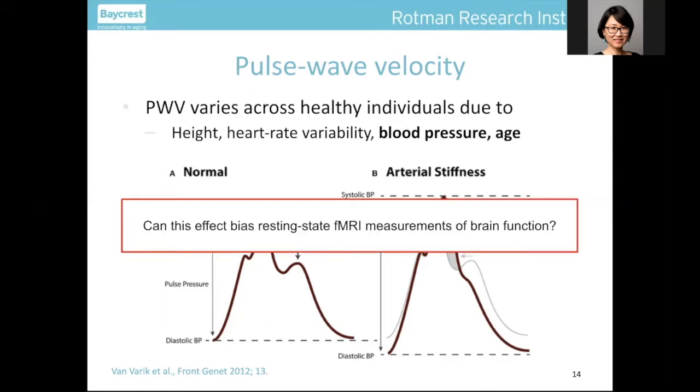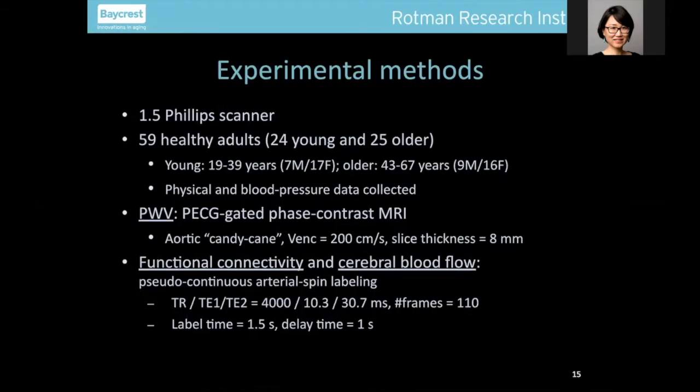So our question is, can this effect, which is largely considered systemic, affect the resting state fMRI measurements? Our data was obtained from the Toronto transgenerational brain and body study. It was data from a 1.5 Tesla scanner involving 59 healthy adults, evenly divided into young and old. Actually, these are bigenerational cohorts, so the young are the offspring of the older. This is how this study was designed.